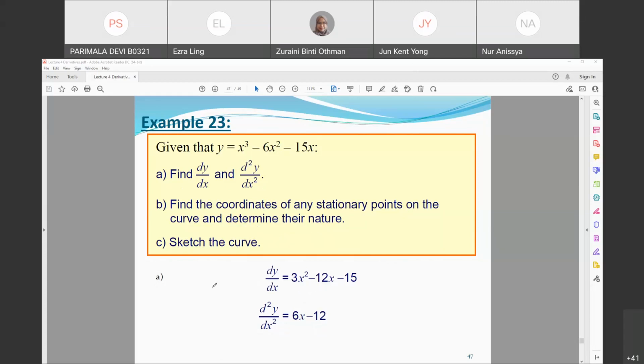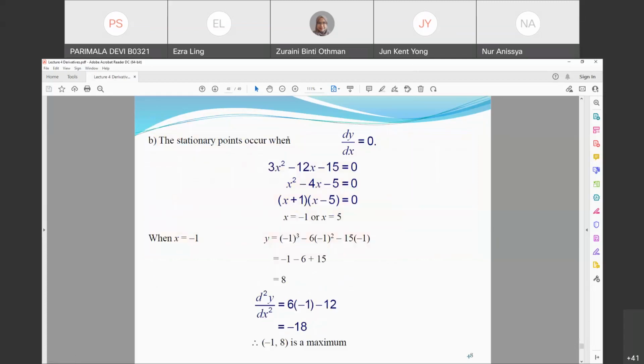Okay, now we answer the question B and we want to know the stationary point. Back to the concept which is stationary point, it will involve when the first derivative is equal to 0. So we get this when it is equal to 0, the x value ialah -1 dan 5.